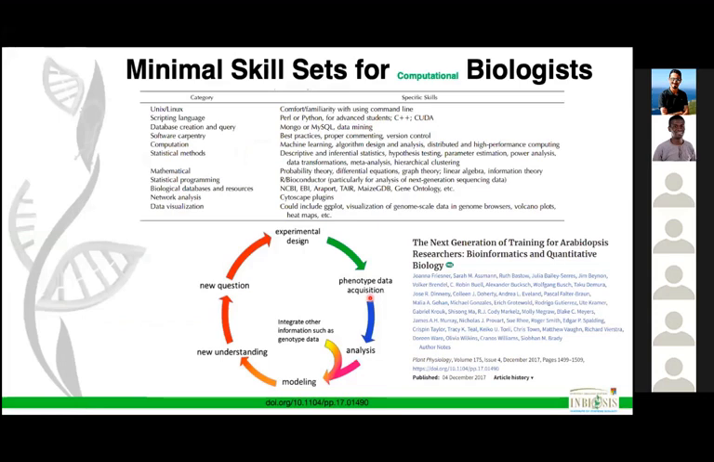So if you are a biologist, you should become computational, because this is the minimal skill set for you all: to be familiar with the Unix/Linux system or a scripting language like Python, and then database creation using MySQL, or practicing some of the computational techniques, especially statistical programming using R.